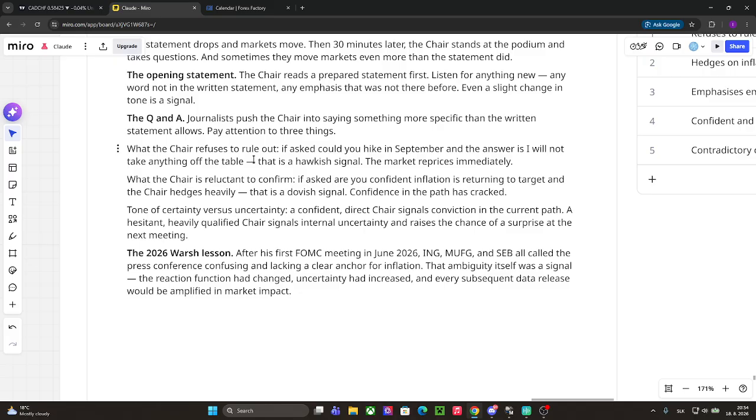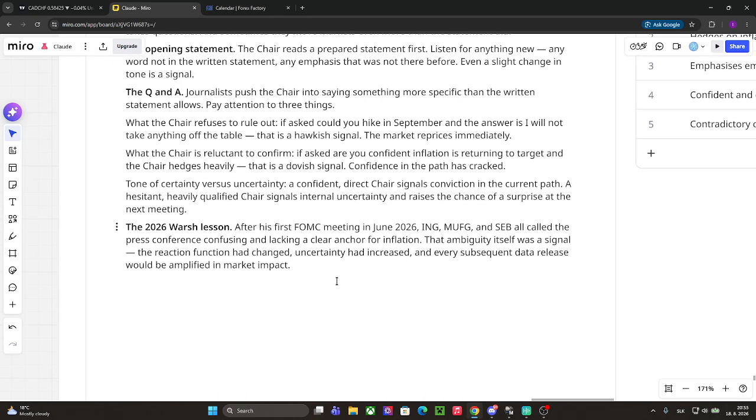Second, what the chair is reluctant to confirm. If asked, are you confident inflation is returning to target, and the chair hedges heavily, that is a dovish signal. Confidence in the path has weakened. Third, tone of certainty versus uncertainty. A confident, direct chair signals conviction in the current path. A hesitant, heavily qualified chair signals internal uncertainty and raises the chance of a surprise at the next meeting.